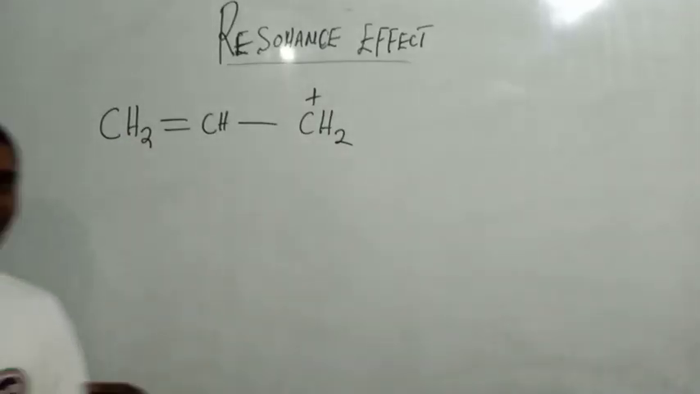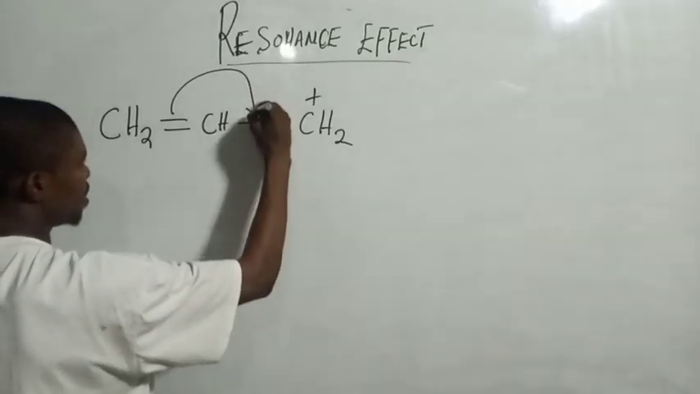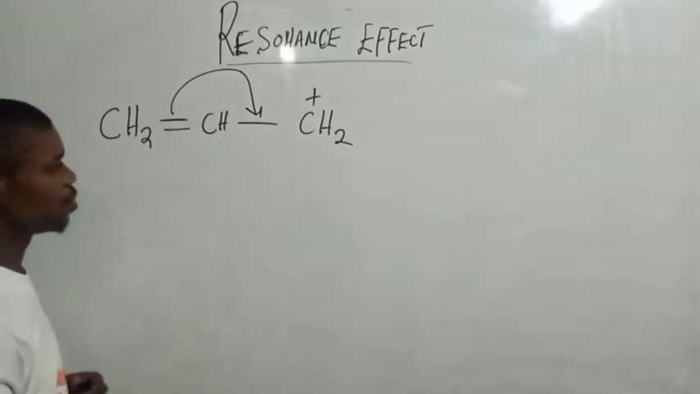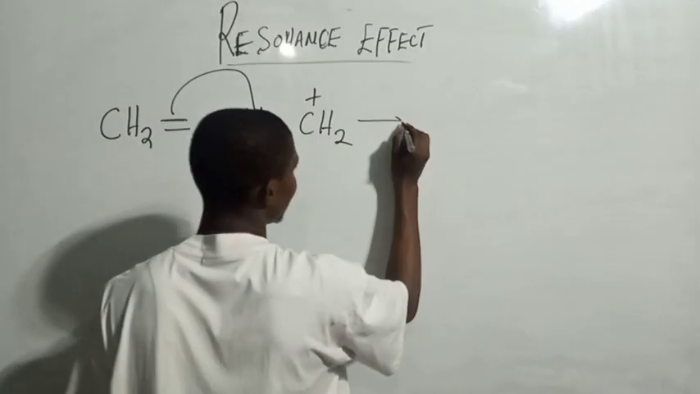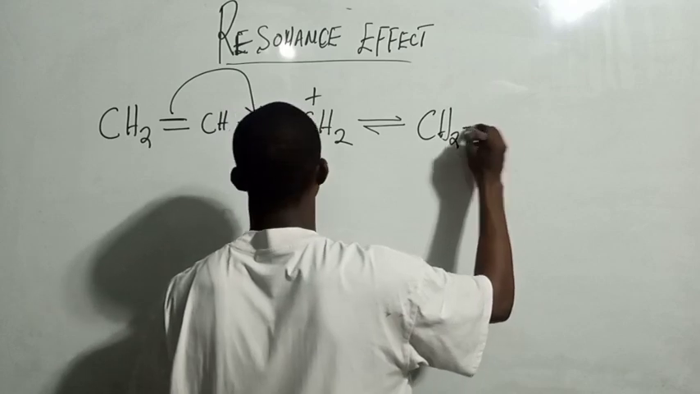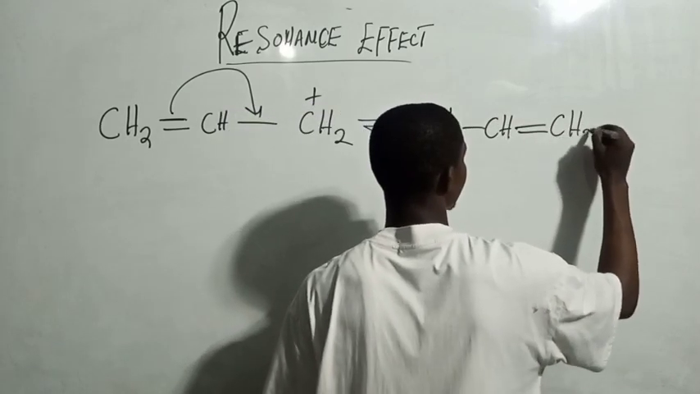Now you should be sensitive here. Now this one here, I can move it to that point here. Then I can move this pi electron. Do you see that? Which is a double bond there. I can move it. I should move it there. I'm going to add a second resonance structure, which is CH2 CH double bond CH2.